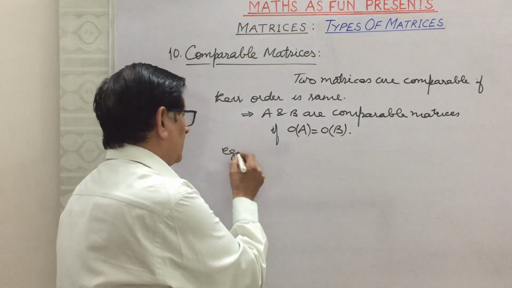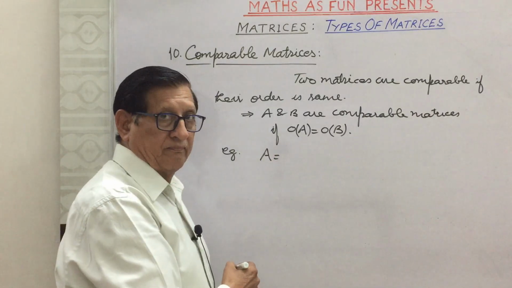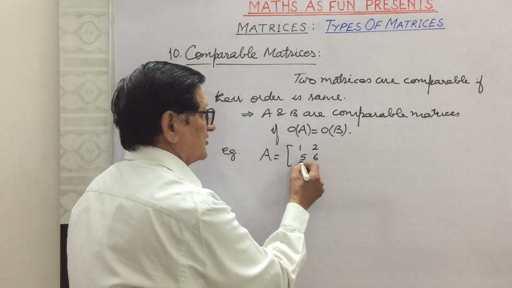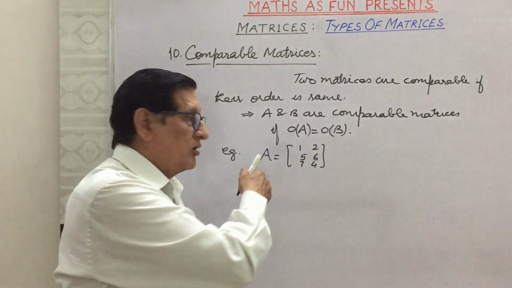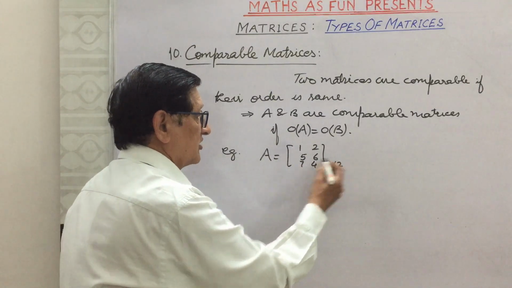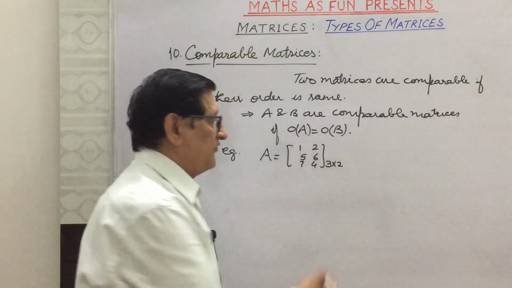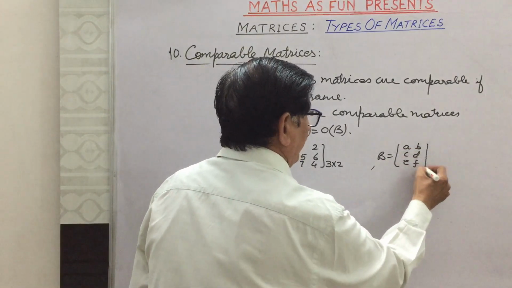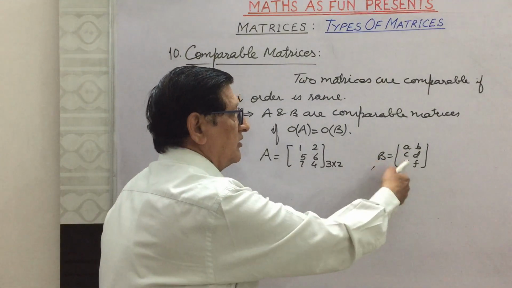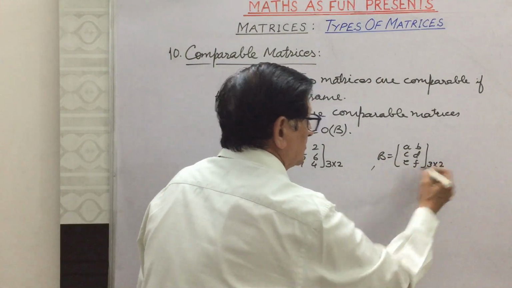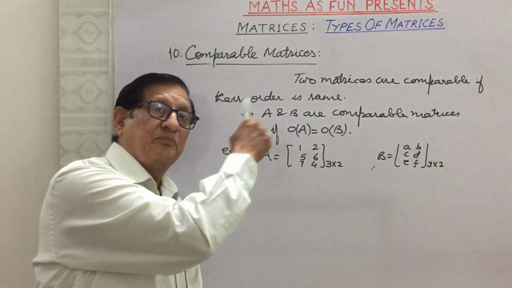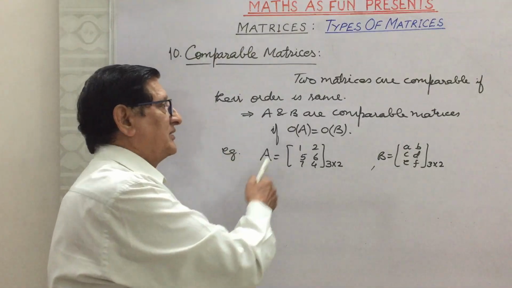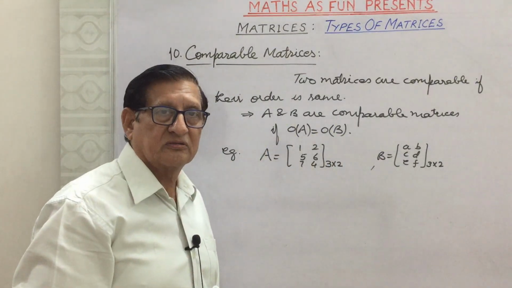For example, suppose we have a matrix A. The elements in this are 1, 2, 5, 6, 7, 4. The order of this is 3 into 2 because there are 3 rows and 2 columns. If we have another matrix B, that is A, B, C, D, E, F, here also we find there are 3 rows and 2 columns. The order is 3 into 2. Elements may be different, but the order should be the same. Then we say that they are comparable matrices.